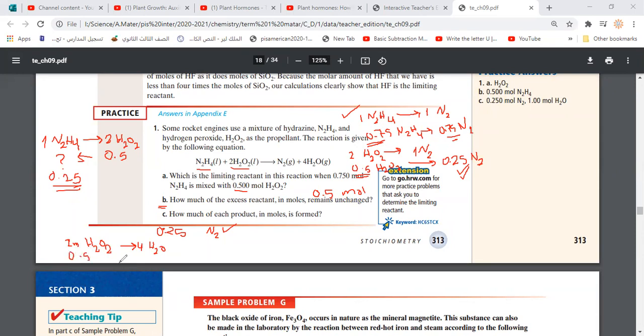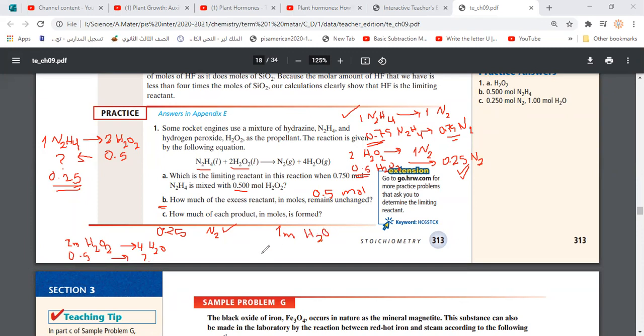0.5. Yes or no? So that will produce how much water? Cross multiplication. So 0.5 multiplied by 4 divided by 2 equals 1. So like this, we're going to have 1 mole of water. You get the idea?